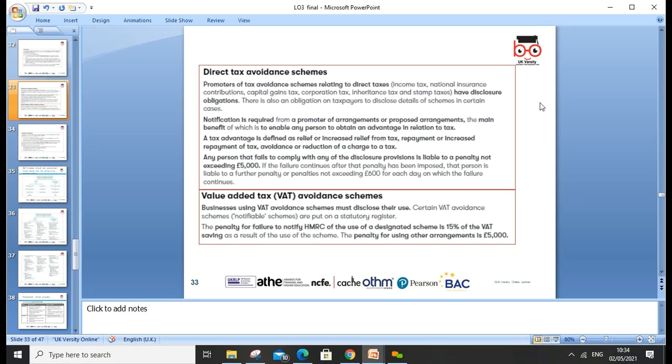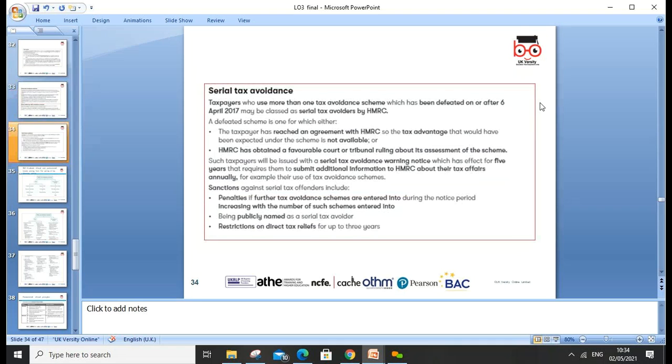Any person who fails to comply with the disclosure provisions is liable to a penalty not exceeding 5,000. If the failure continues after the penalty has been imposed, the person is liable to further penalties not exceeding 600 for each day the failure continues. For value added tax avoidance schemes, businesses using a VAT avoidance scheme must disclose their use, and there can again be a penalty of up to 5,000. We also need to look at serial tax avoidance, which we can look around as well.